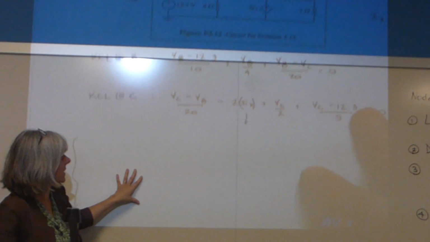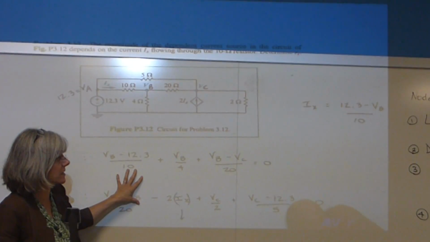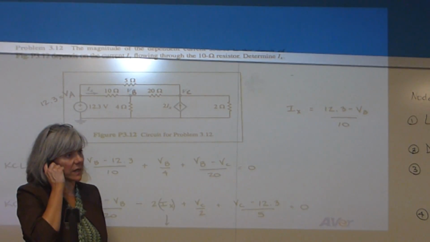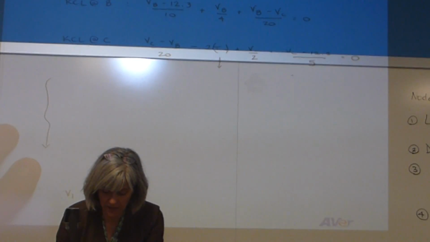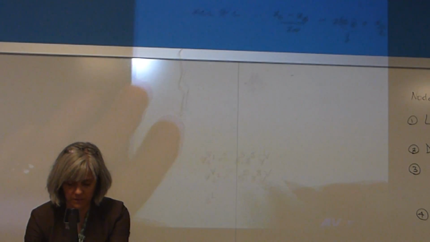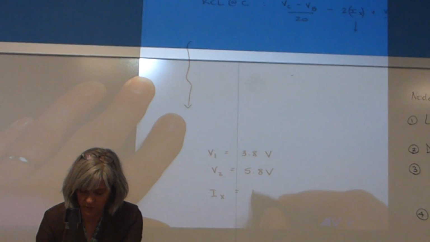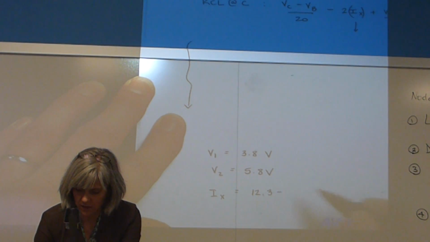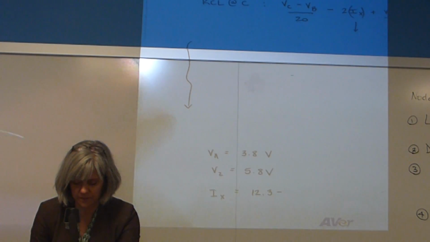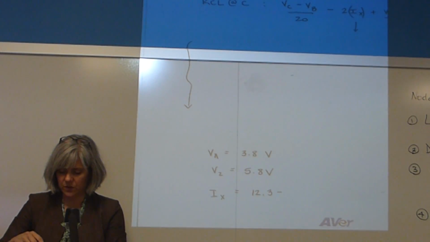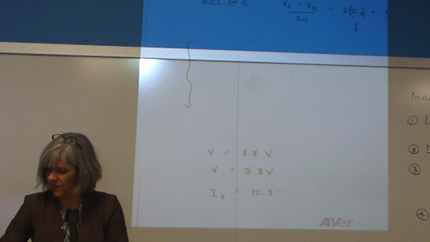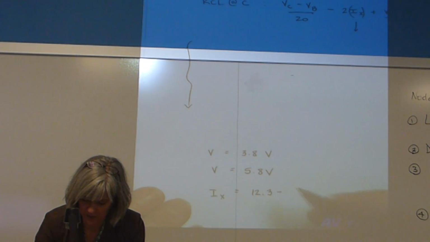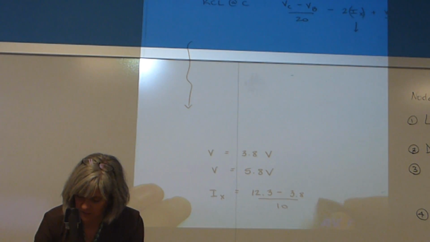So now we just come back up here, and actually if you think about it, in this case, we already have an equation for I sub x. We even already wrote that out. So I can just plug everything in. So I can come down here and say I sub x is equal to 12.3. Oh, sorry. Those are not 1 and 2. Those are B and C. Sorry, change the numbers. So B and C. So minus 3.8 divided by 10.